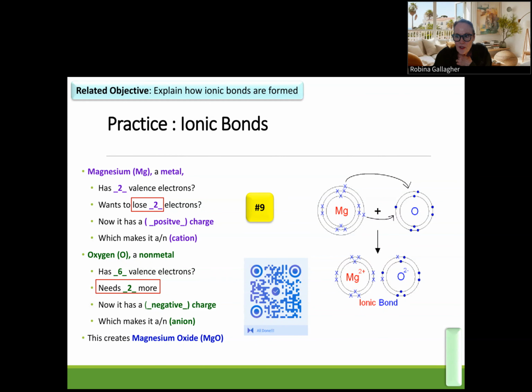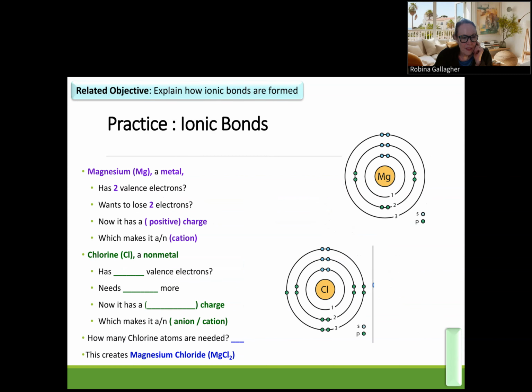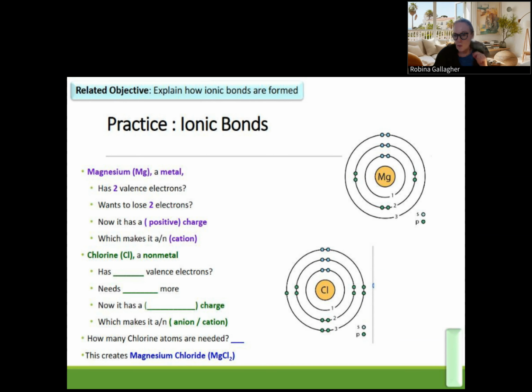Okay. So question number 9, you're just going to put 2 in both of the boxes. Now, let's look at this one. Magnesium, we already did, right? Magnesium, we said in the last problem, has 2 valence electrons. There's 1, there's 2, right? And so it wants to lose 2 electrons, and that makes it positive, and it's going to become a cation.